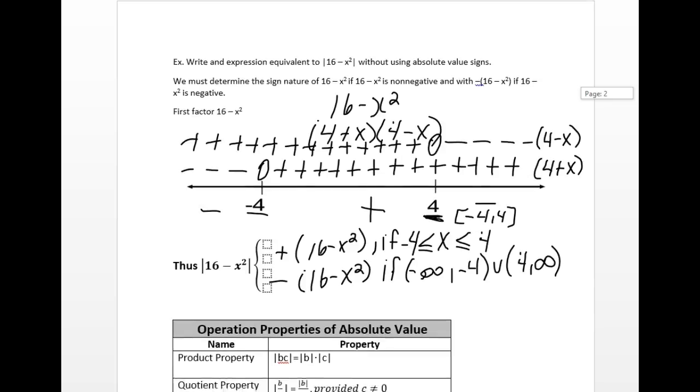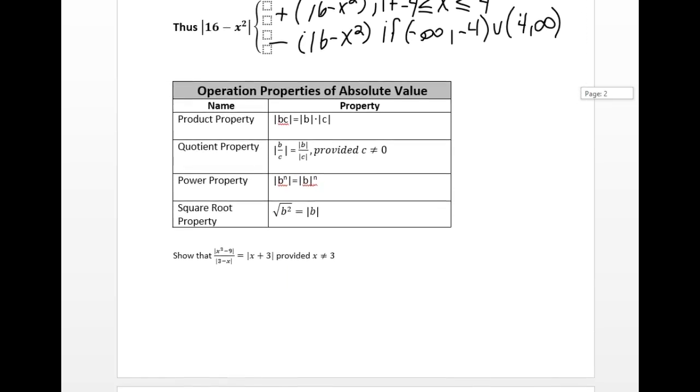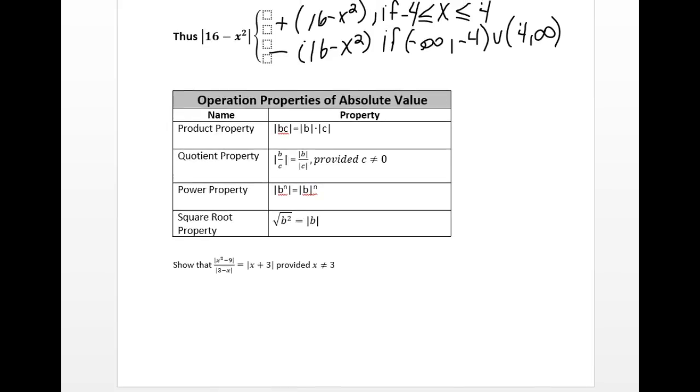When we look down the page, we have operation properties for absolute value. So we just have to notice the product property. If you have two things multiplying inside absolute value, then you can split them up as the absolute value of B times the absolute value of C. The same thing works for the quotient property: if you have two things dividing inside absolute value signs, then you can split the signs up and divide. The power property, where b to the power of n, you can write it as the absolute value of b and then to the power of n.